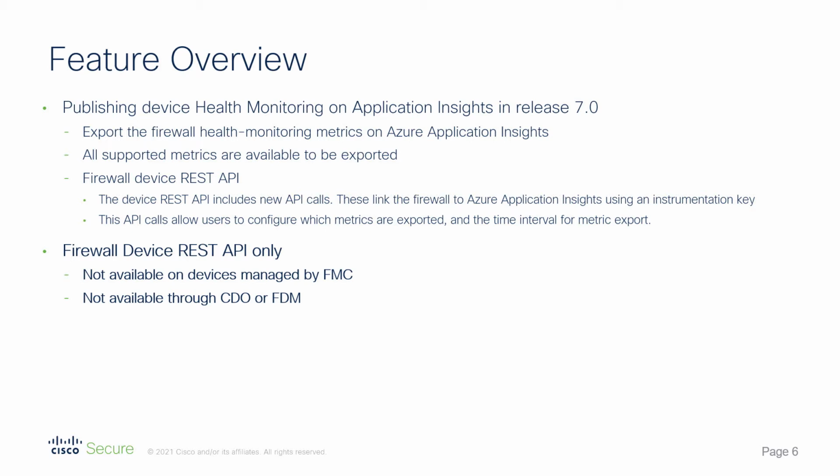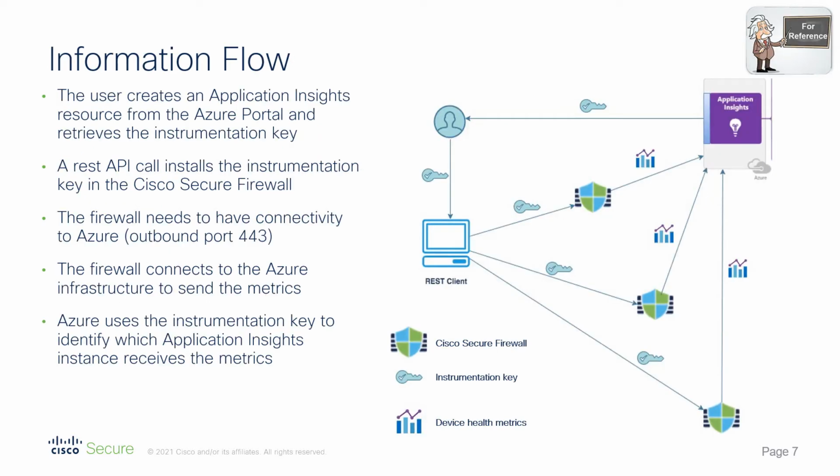Note that this is only done with the device REST API. Therefore, it is not available on devices managed by FMC. Furthermore, you cannot do this through the CDO or FDM UI. The user retrieves the key from Application Insights and sends those API calls to the firewalls. The firewalls then have the capacity to send health monitoring statistics to Azure Application Insights.